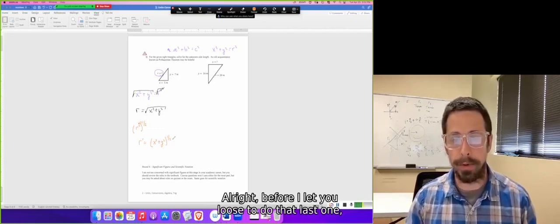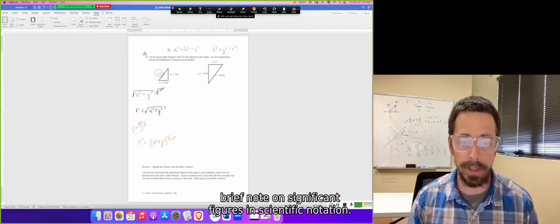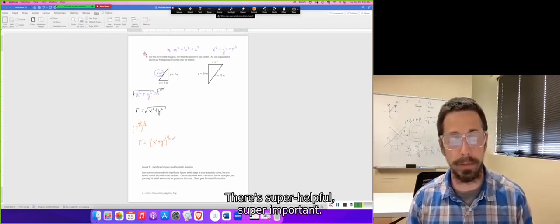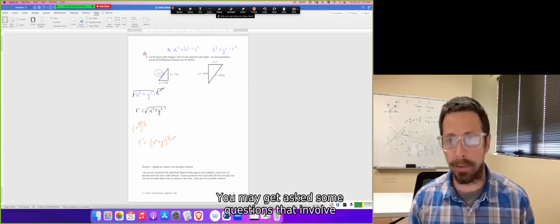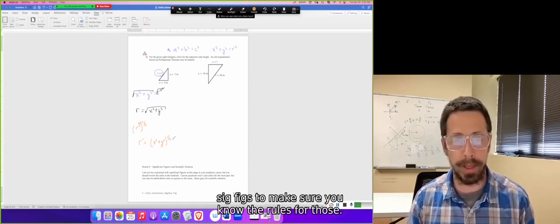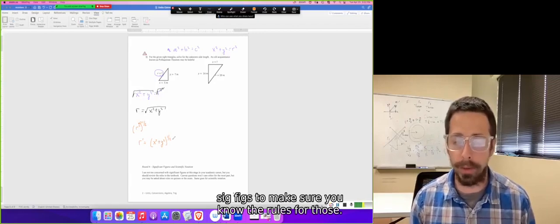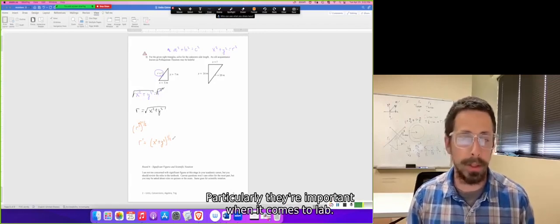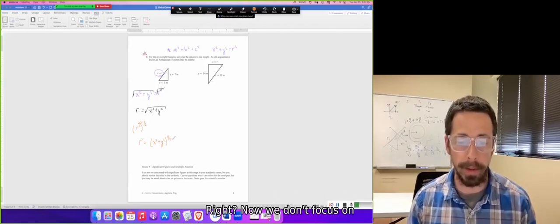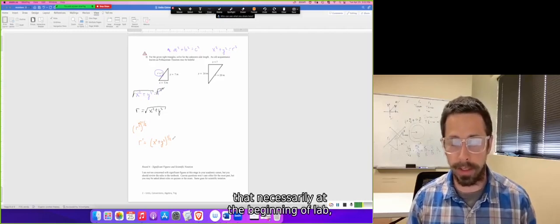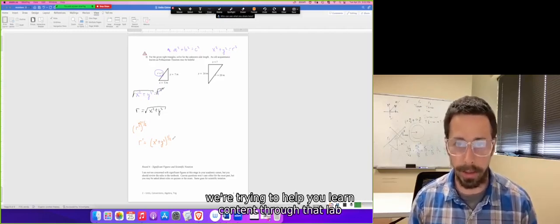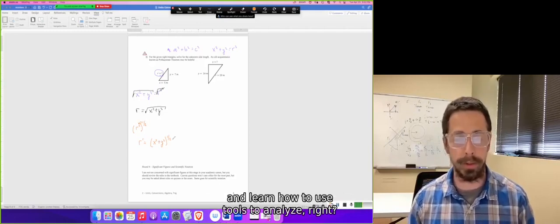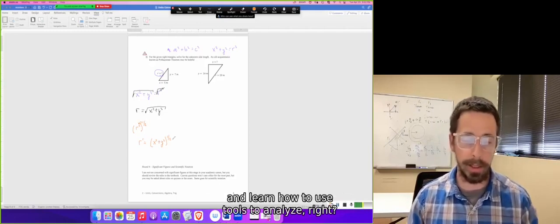All right, before I cut you loose to do that last one, a brief note on significant figures and scientific notation. They're super helpful, super important. You may get asked some questions that involve sig figs, so make sure you know the rules for those. Particularly, they're important when it comes to lab, though we don't focus on that necessarily at the beginning of lab. We're trying to help you learn content through that lab and learn how to use tools to analyze.